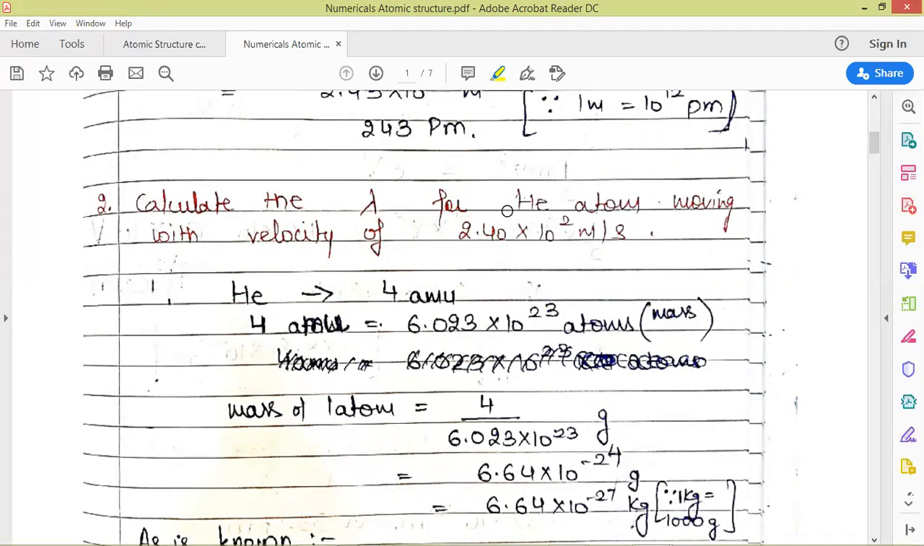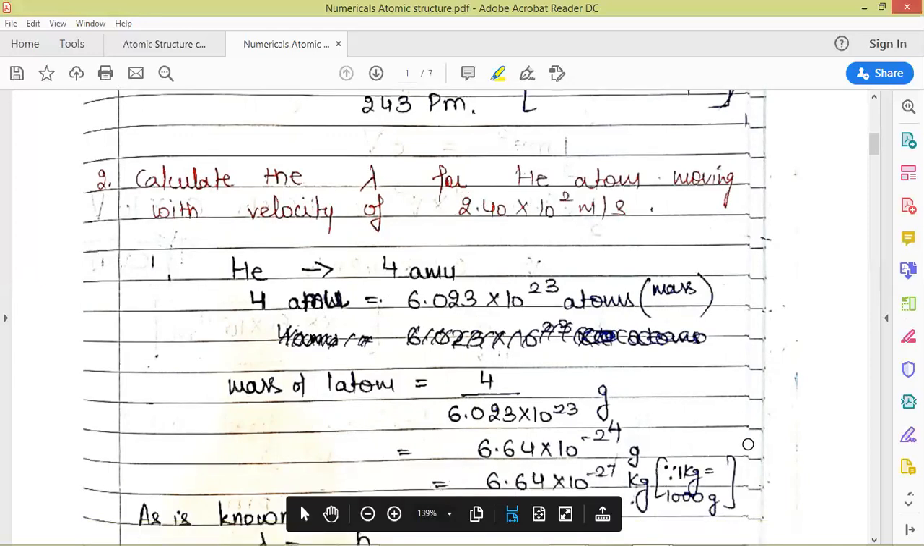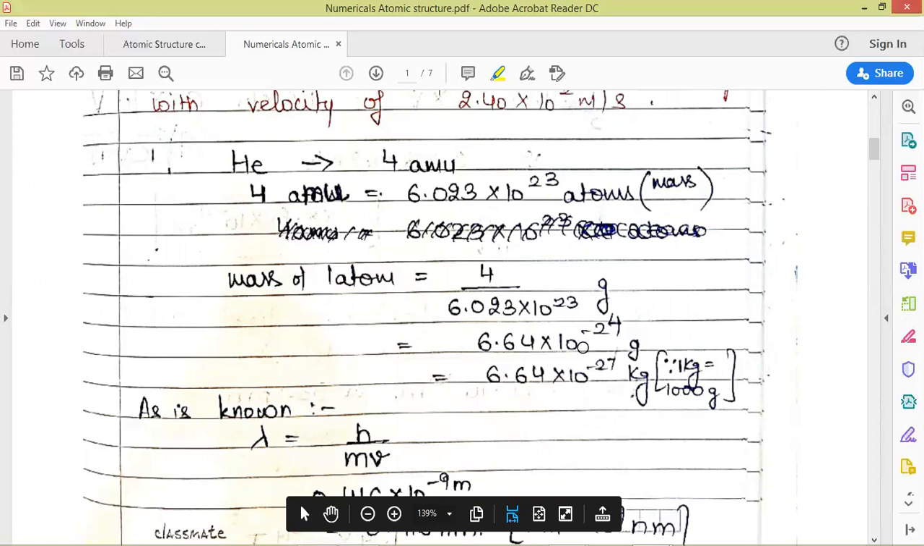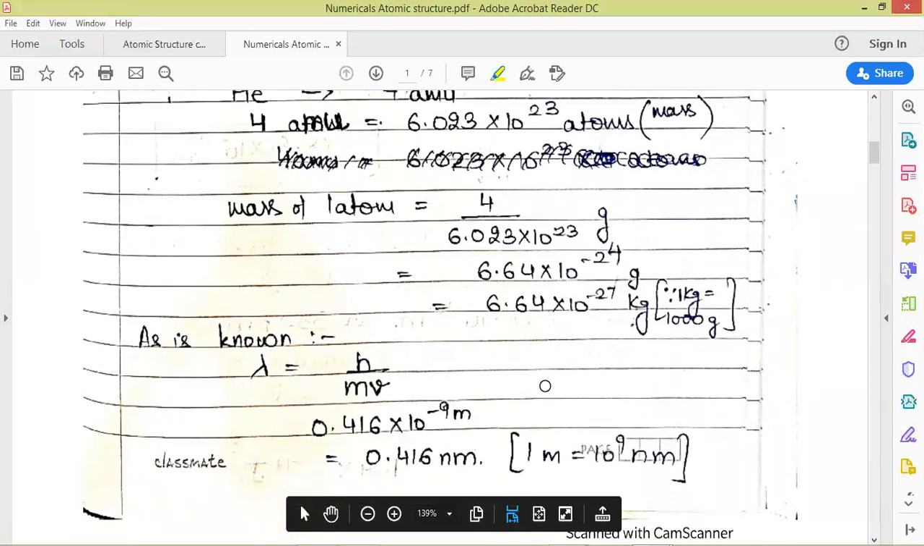Here it is mentioned that the atom is helium. For helium atom, atomic mass is 4 AMU. 4 AMU is the mass of how many atoms? Avogadro number of atoms. So 4 gram is the mass of 6.023 into 10 raised to 23 atoms. That means mass of one atom is going to be 4 divided by Avogadro number. From here we get the value of mass of helium atom, which comes in grams as unit. We'll convert it to kilogram, as 1 kilogram is equal to 1000 grams. Then we'll put the value of this mass into this formula and we'll get the value of lambda.